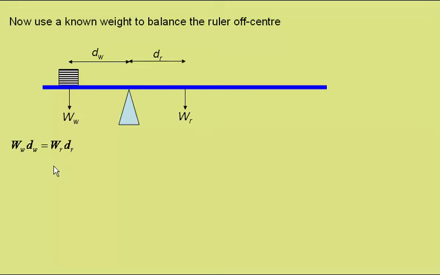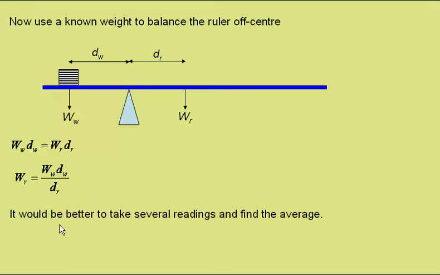Using the principle of moments, I know that the moment given by the weight is equal to the moment given by the ruler. I can rearrange for the weight of the ruler and put in the numbers I've found. Clearly it would be better to do this several times for several distances and weights and find the average value.